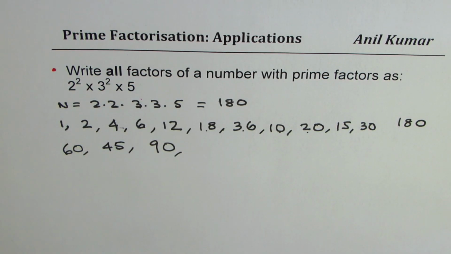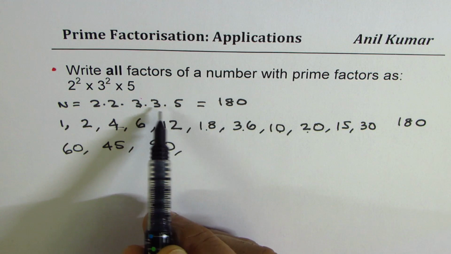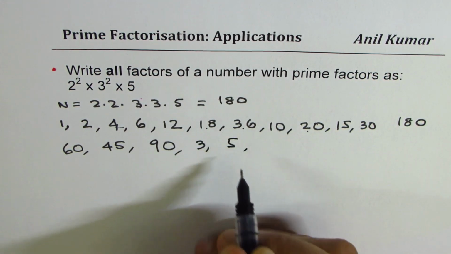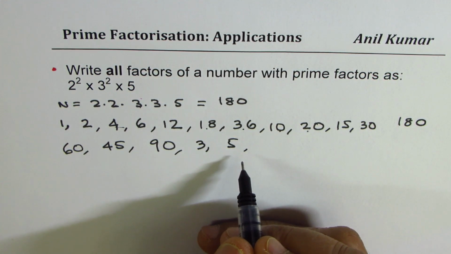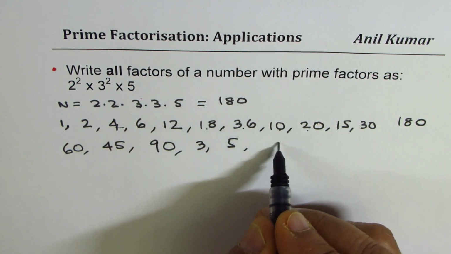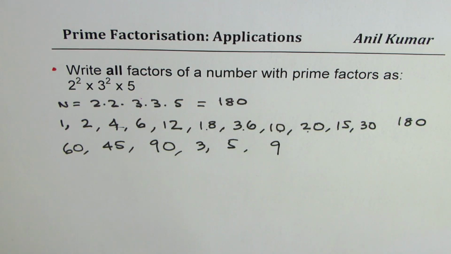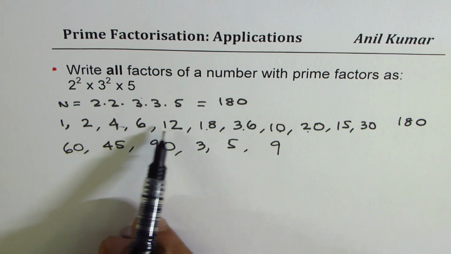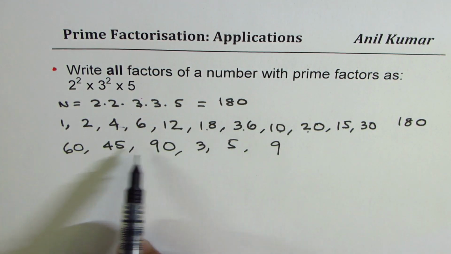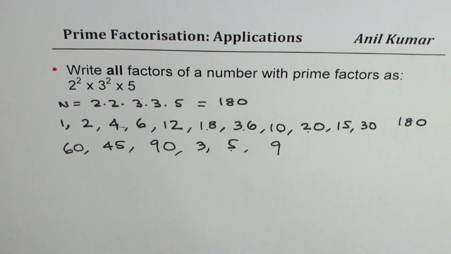Now we can also take the individual numbers 3 and 5, right? So 3 is left, 5 is left, and the combination 3 times 3, which is 9. So that gives us 18 factors. 1, 2, 3, 4, 5, 6, 7, 8, 9, 10, 11, 12, 13, 14, 15, 16, 17, 18.